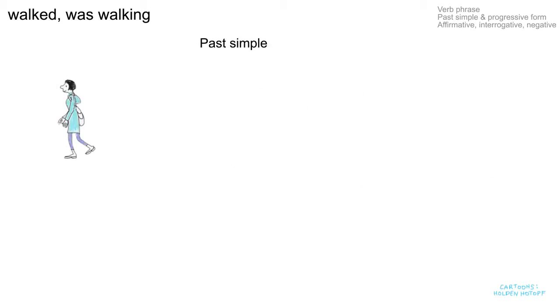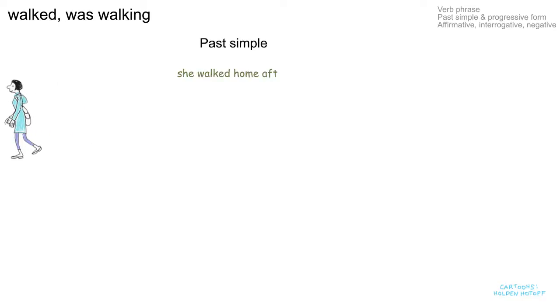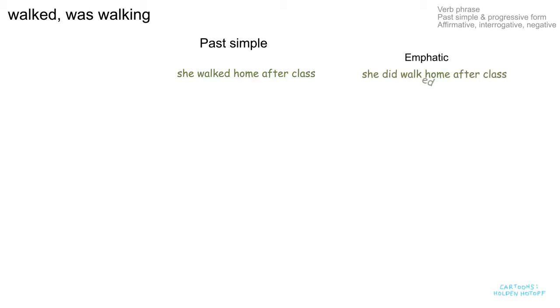Here's Maria again. She walked home after class. But we can say that another way, with emphasis. We can say, she did walk home after class. And the ed is gone, because the past tense is right here in did.